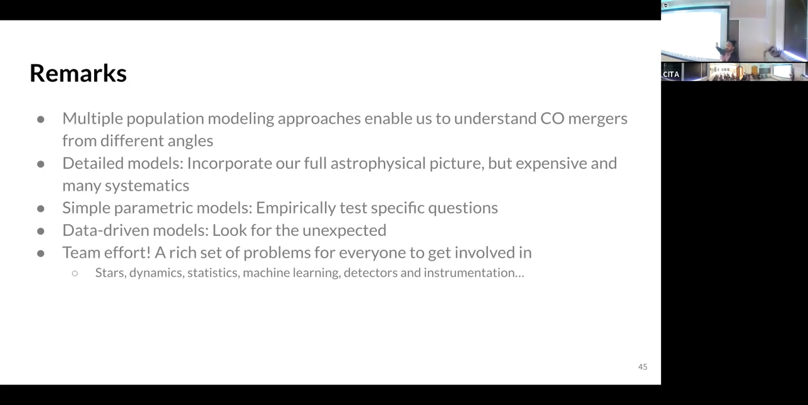We need people both doing the detailed nitty-gritty modeling of stars, dynamics. We need people on the exact opposite end of the spectrum doing the statistics, machine learning. We need detector experts involved as well to understand the sensitivities of all these different instruments. So all of this has to come together for us to really figure out where all these black holes and neutron stars are coming from such that they can merge in the age of the universe. So thank you very much. I'll take some questions.